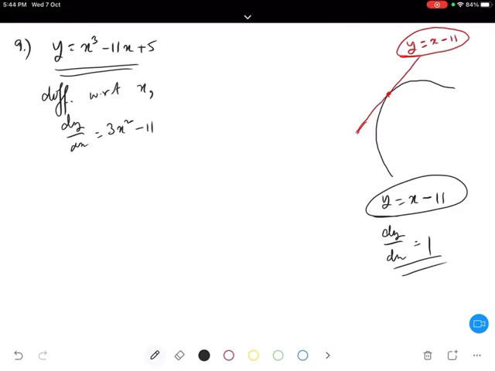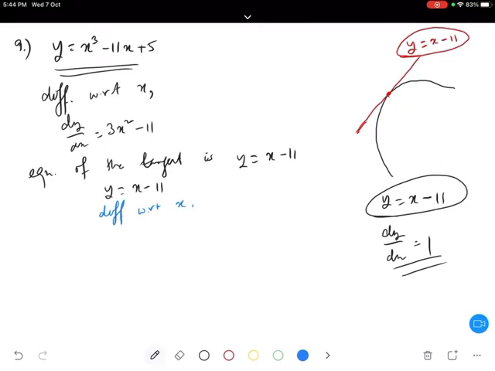Now the equation of the tangent is y is equal to x minus 11. From here I will find the slope. Again I will differentiate this one. Differentiating with respect to x, we get dy dx is equal to 1. That's how we find the slope of the actual tangent.